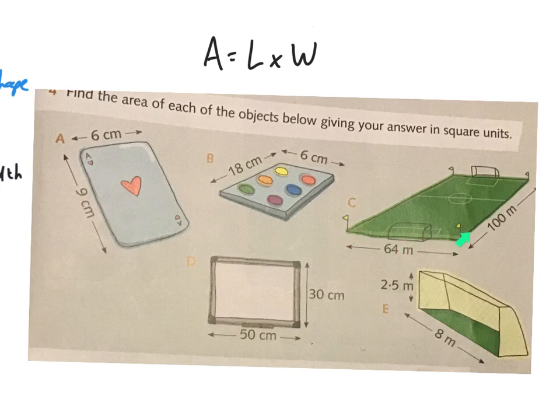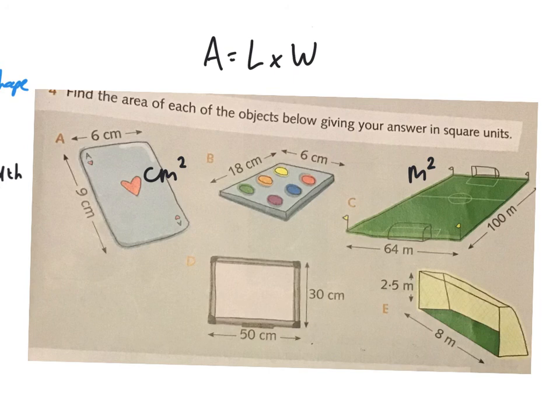Whereas the football pitch is measured in metres, so your answer will be in metres squared. And again, remember, length times width will give you the answer. And we show squared by the little 2 in the top right. So centimetres squared or metres squared.